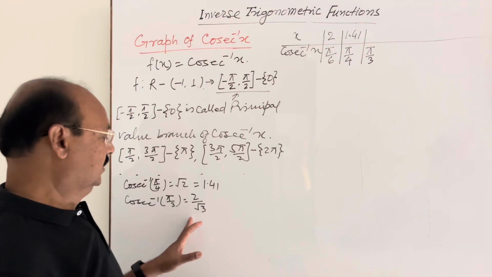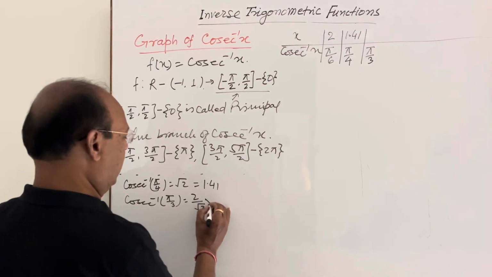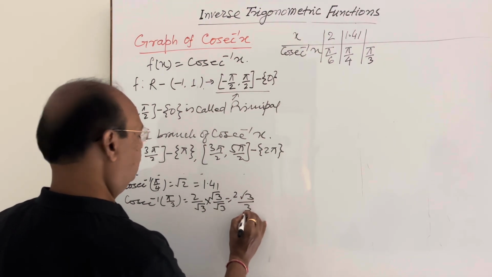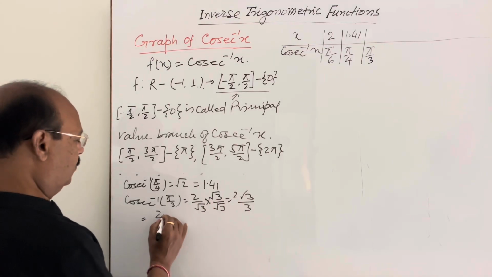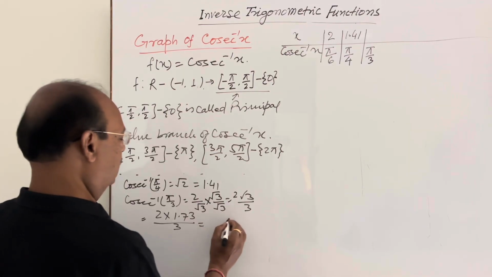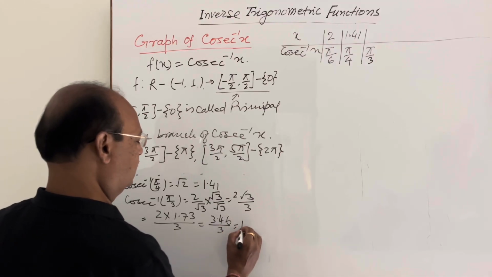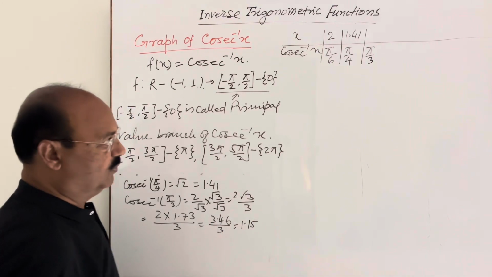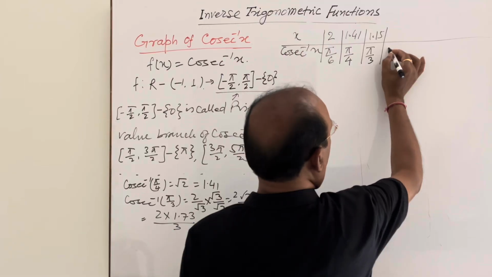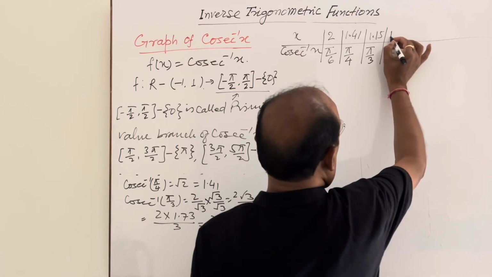We need to have the value of 2 by root 3 in decimal form. So first of all, we can rationalize the denominator by multiplying numerator and denominator by root 3. So this is equal to 2 root 3 upon 3. And the value of root 3 is 1.73. Let us evaluate it. This is 3.46 upon 3, and this is equal to 1.15 approximately. Now if you take 90 degree, this is equal to 1.